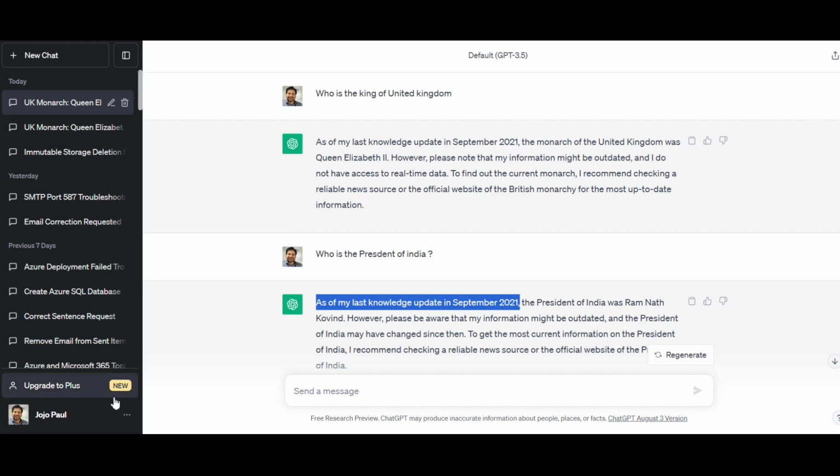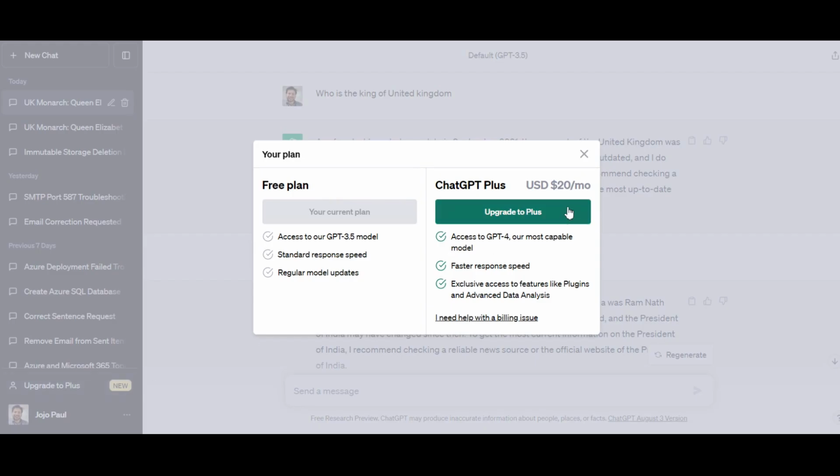We have the paid option, which is $20 per month. If you choose ChatGPT Plus, obviously it will provide the latest data, and much more data and many more features. The free version we cannot trust for the latest updates.